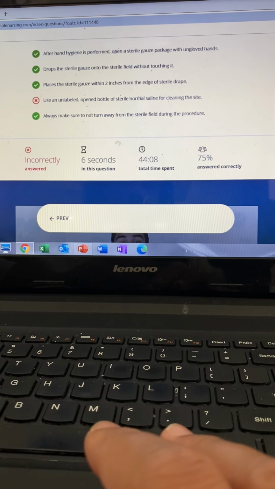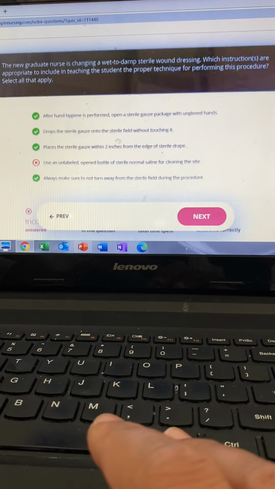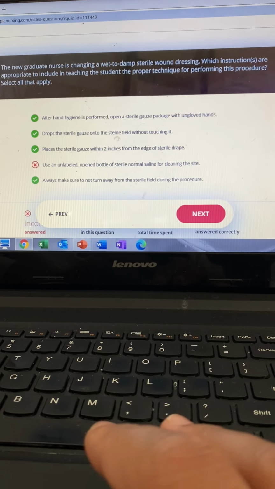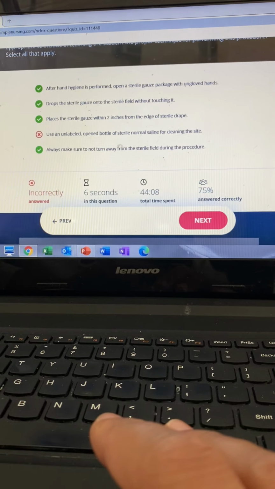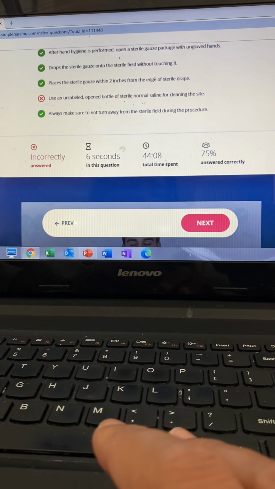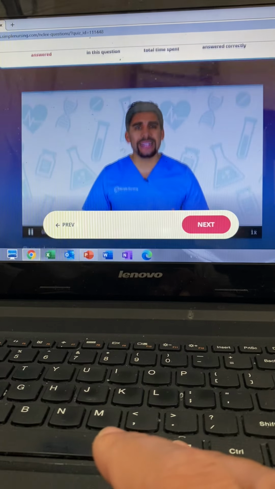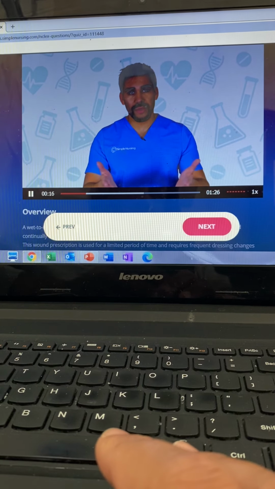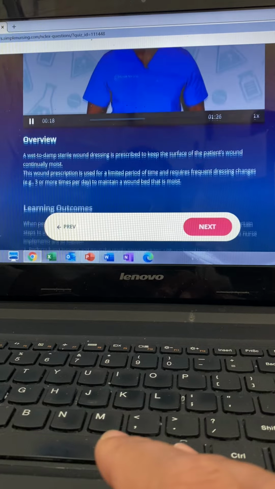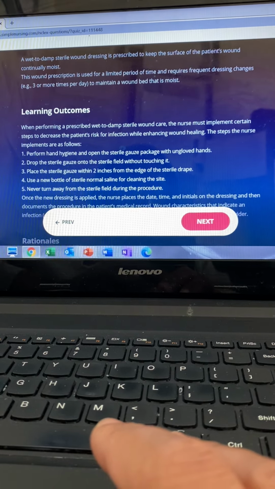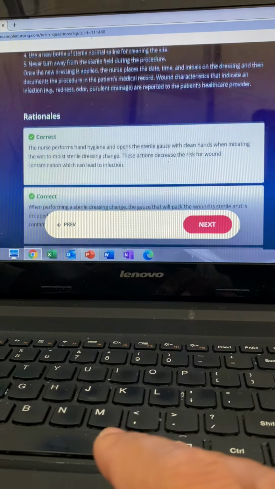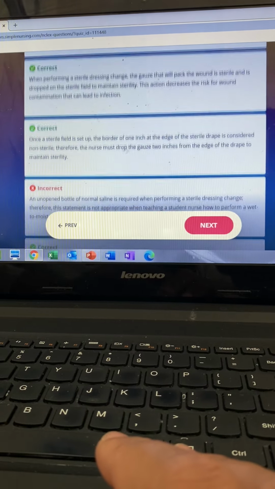Now using our 3 steps, let's break this down. This question's asking for the correct instructions to include, for the key problem, a wet to damp sterile wound dressing change. So the biggest thing we're thinking, guys, wet to damp, sterile, we're thinking sterile and surgical asepsis. So the solutions we're looking for are actions that reflect a sterile procedure. So option number 1 is correct.